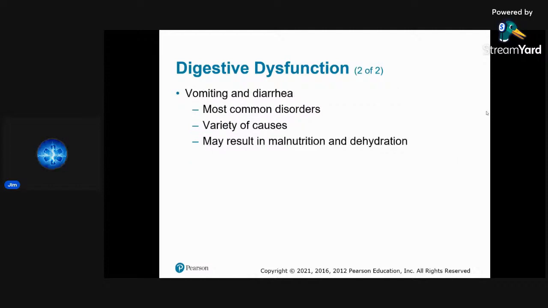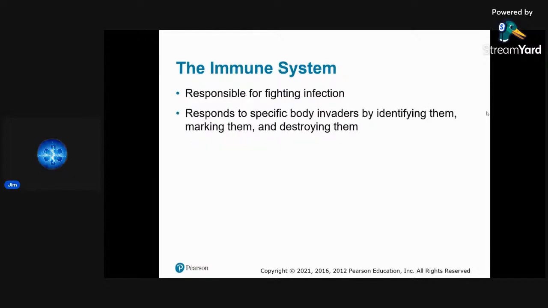Vomiting and diarrhea are the most common disorders, with a variety of causes, right? A lot of things can cause vomiting and diarrhea, anything from the flu to almost anything. It may result in malnutrition and dehydration if we go several days without rehydrating or getting our nutrients in. This can be a problem.